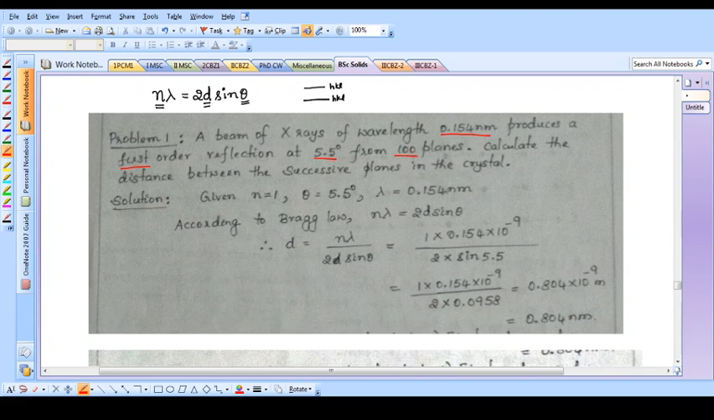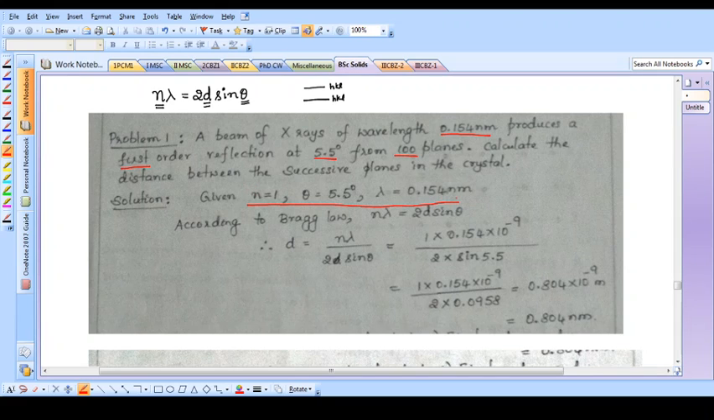While solving any numerical problem, first and foremost thing you have to do is write down the values that are given in the problem. Whether those values are required or not, it is always better to write down all the given values. So they have mentioned that it is a first order reflection, so n is equal to 1, and the first order reflection occurs at 5.5 degree, which is nothing but the Bragg's angle theta. So theta is equal to 5.5 degree, and also they have given the value of lambda, that is the wavelength of X-ray used in the experiment. So three values are written here.